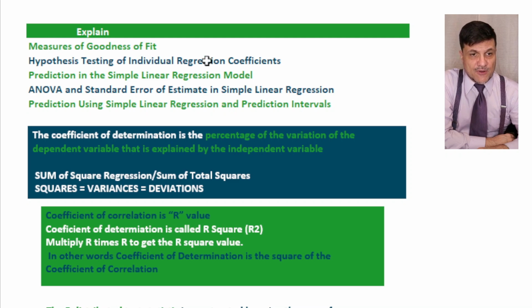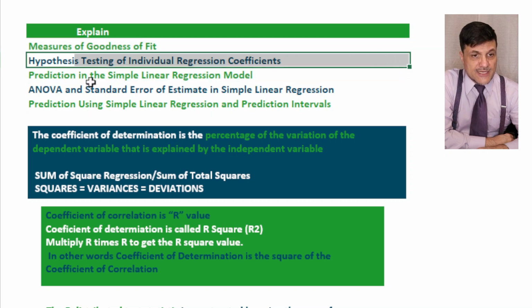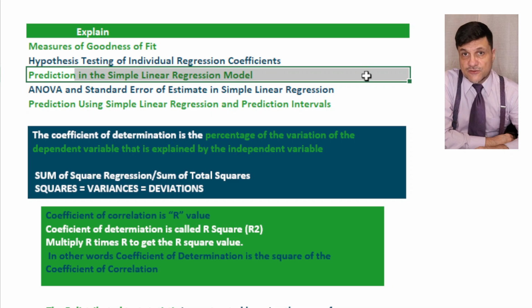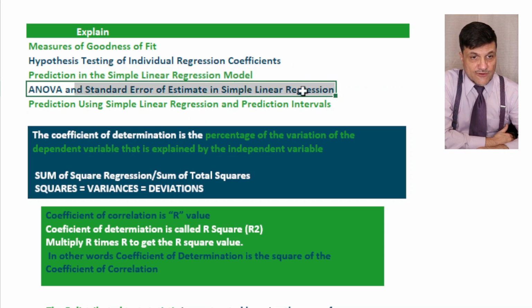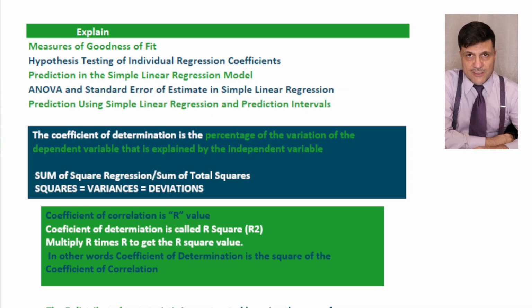The hypothesis of individual regression coefficients, we already did that. Prediction in the simple linear model, we already did that, which is substituting the x variable for a number and finding y. The ANOVA, we already explained that to you. And the prediction using simple regression and intervals, we're going to talk about that.